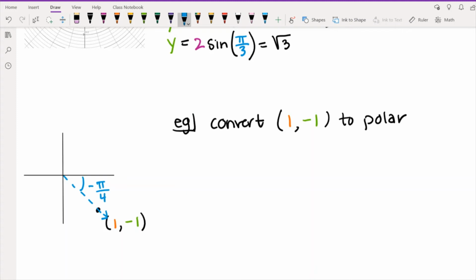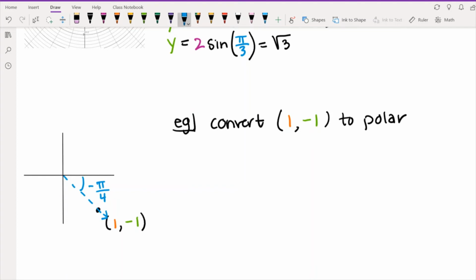We could also call it, for example, let me think. Oh, my brain. It is not 7 pi over 4, right? We already did that one earlier. So 7 pi over 4 would be coterminal. That would be if we measured it this way. So either one would work as our name for our angle.